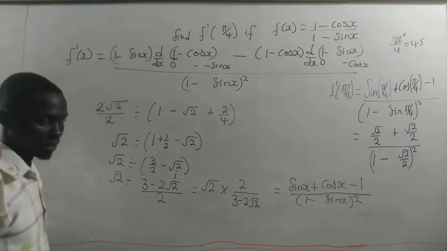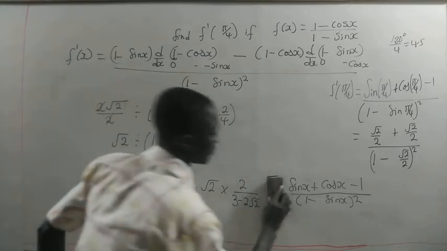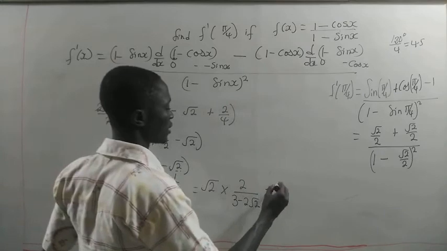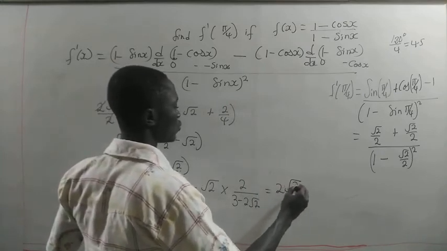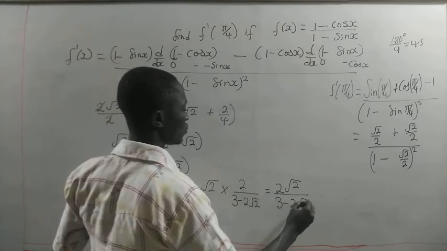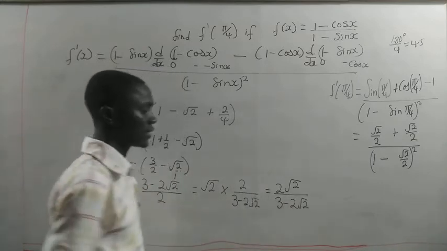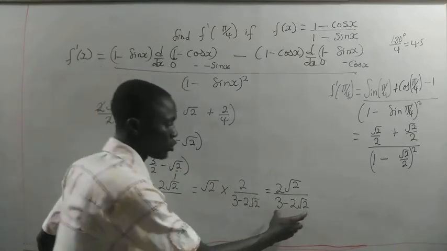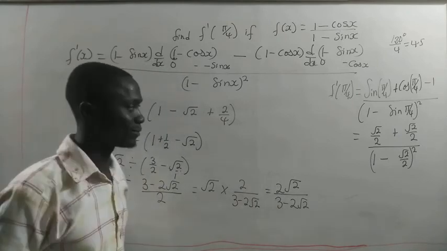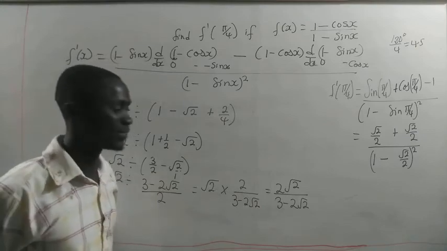And what are we going to get? This is part of the question, right? So this will give us 2 root 2 all divided by 3 minus 2 root 2. And this is not the solution because we have a radical at the denominator. We have to rationalize it. So let's keep on going.